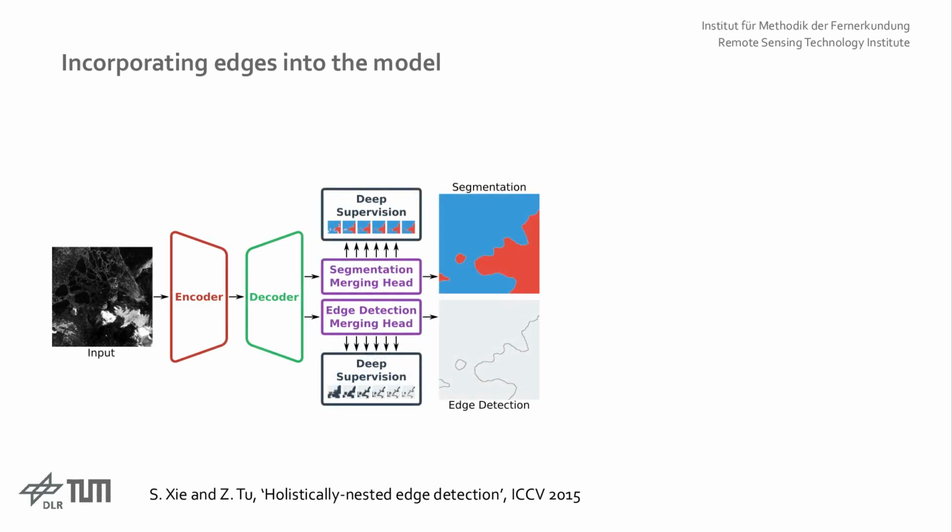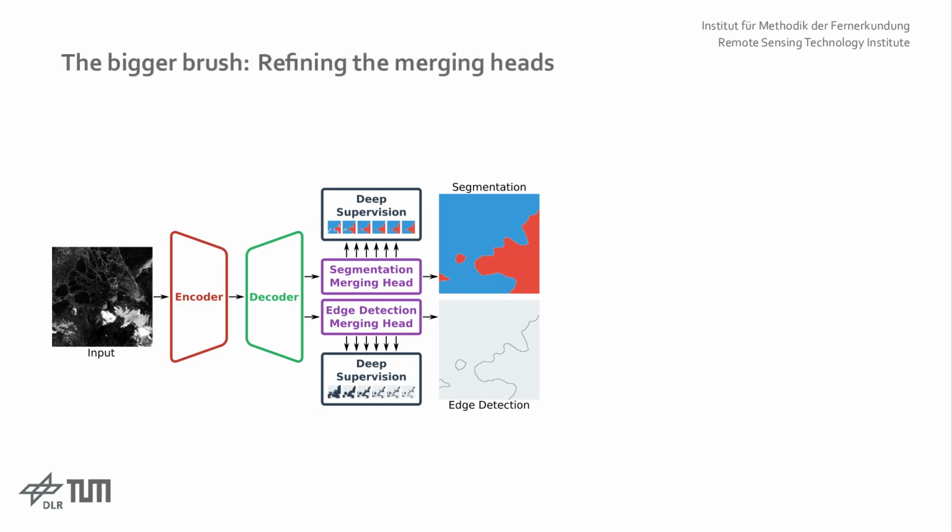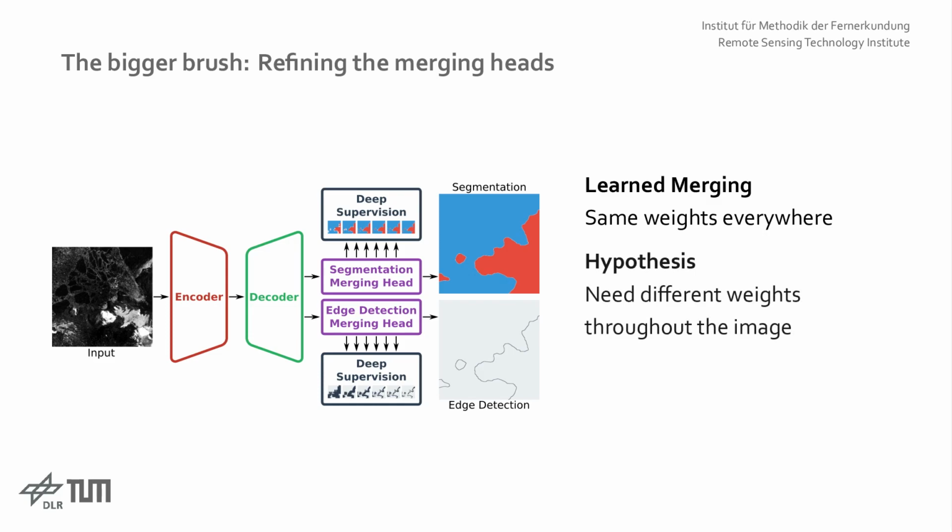We also promised our model a bigger brush, so now we better deliver. With the learned merging strategy from HED, the merging behavior is the same everywhere. However, it is likely that different weights are needed throughout the image. We believe that fine-grained analysis is needed near the edges, and the coarse, robust predictions should be given a higher priority further inland.